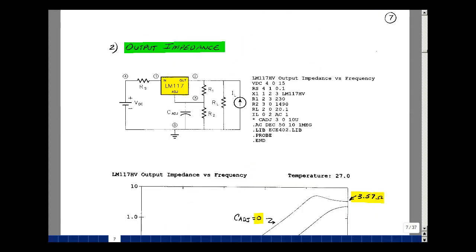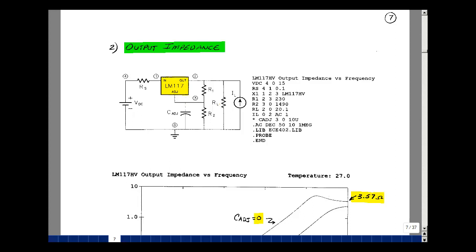This next test circuit is measuring the output impedance. And this is a little different in that the output impedance measurement that's in the data sheet is including the load that's here. Typically this is a lower value resistor. This is usually the equivalent circuit of whatever you got hooked up to it.